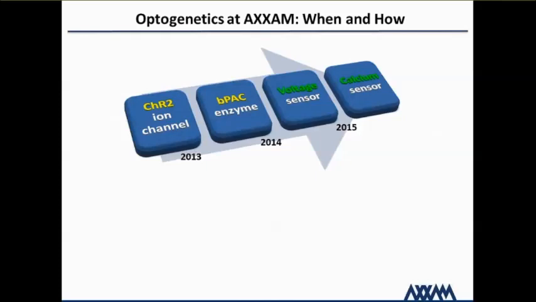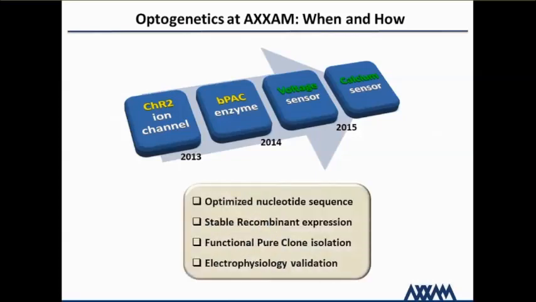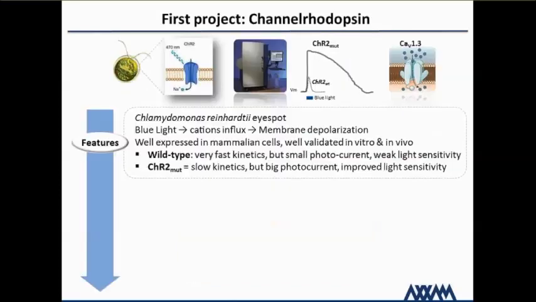Optogenetics activities started in AXXAM in 2013 with the first project on the Channelrhodopsin 2 ion channel. We then briefly validated the light-gated bPAC enzyme, and then we started working on voltage sensor and calcium sensor cell lines. For all these projects, we stably expressed optimized nucleotide sequences in heterologous recombinant systems. We selected functional pure clones at the FLIPR, then we validated ion channel targets also by electrophysiology.